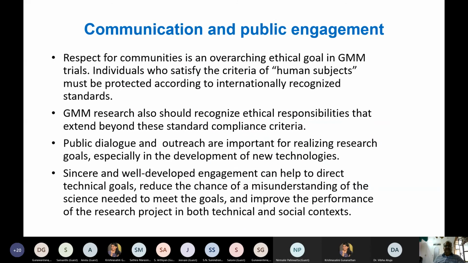This subject of communication and public engagement is extremely important, which we will be discussing in our subsequent interaction a little while later. Nevertheless, this is just to tell you that unless we build up the communication and public engagement into our GM mosquito experiment at the phase 3 level, let me tell you, nothing will succeed.